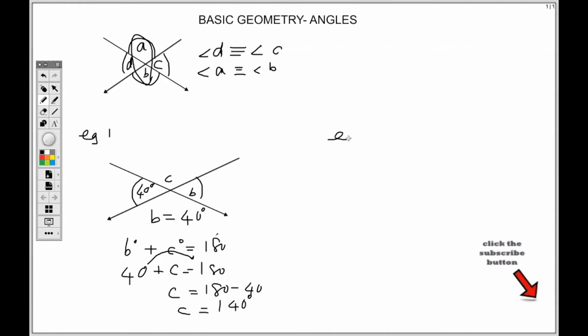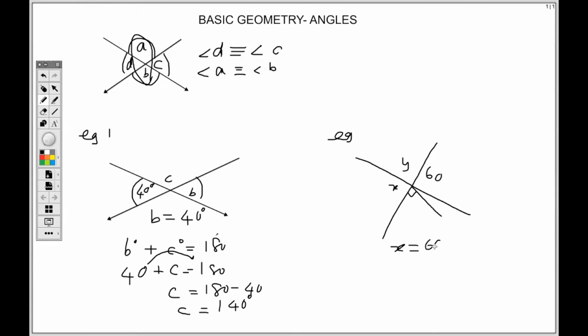So another example, we need to find the value of y and x. As you can see, these are two lines that are intersecting. So I know that if this is 60, vertically opposite angles, therefore x is equal to 60. Angles on a straight line add to give me 180. So if this is 60, then to get the value of y, I will say 180 minus 60 degrees, and that will give me 120 degrees. So y is equal to 120.